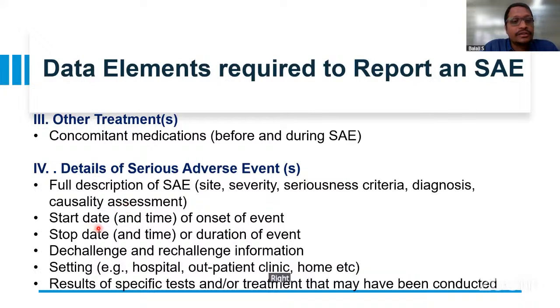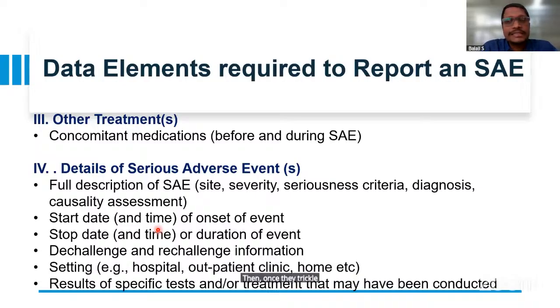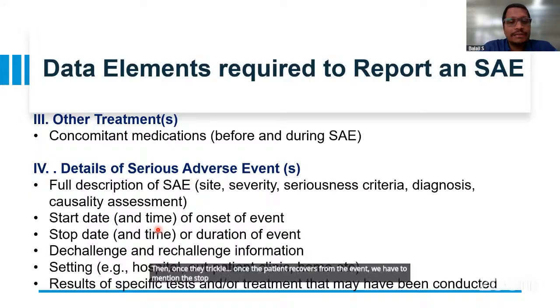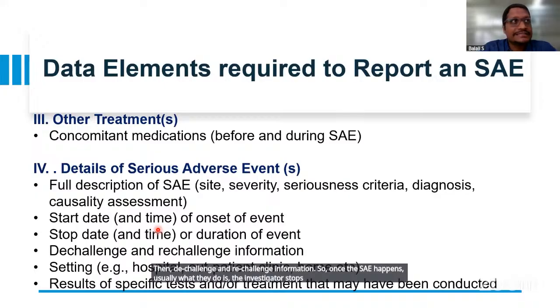Right. Then start date of the onset of the event. When did the event start? Again, that has to be taken, the start date as well as the time. Then once the patient recovers from the event, we have to mention the stop date and the time or duration of the event. How long the patient suffered from the SAE, what happened, when did it stop, at what time it subsided, all that has to be done. Then de-challenge and re-challenge information. Once the SAE happens, usually the investigator stops the medication, that is a de-challenge, and once it subsides, they might reinitiate the medication, that is called a re-challenge. If a de-challenge has been done, its date and time. If a re-challenge has been done, its date and time has to be captured without missing it.